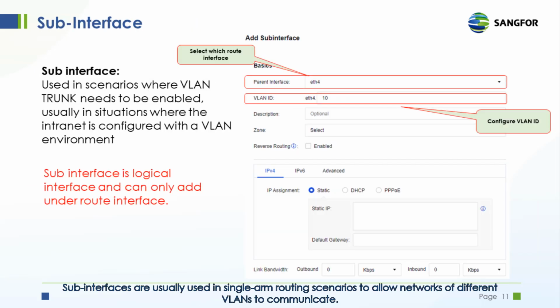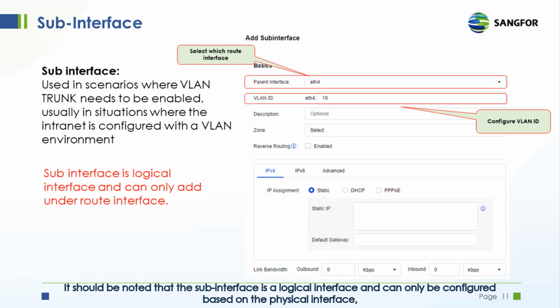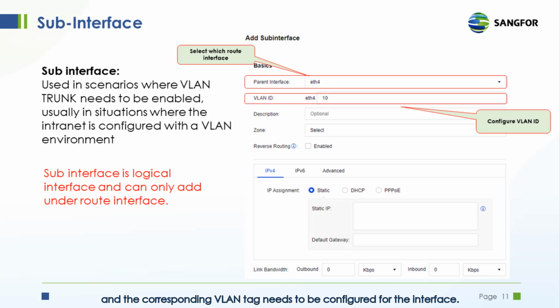Sub-interfaces are usually used in single-arm routing scenarios to allow networks of different VLANs to communicate. It should be noted that the sub-interface is a logical interface and can only be configured based on the physical interface, and the corresponding VLAN tag needs to be configured for the interface.